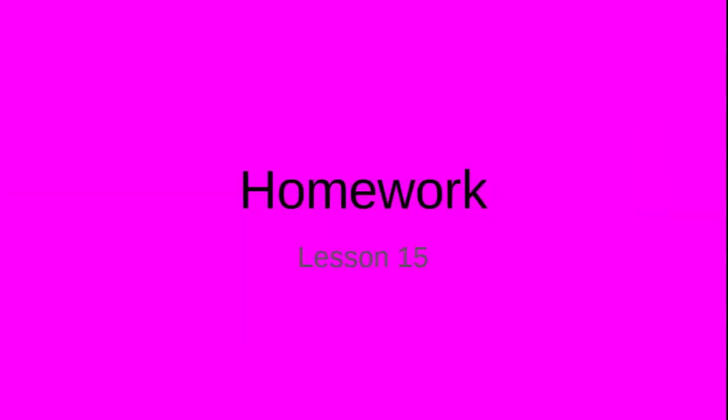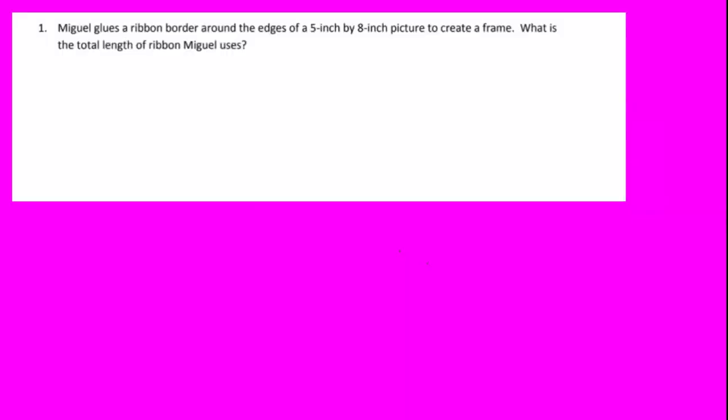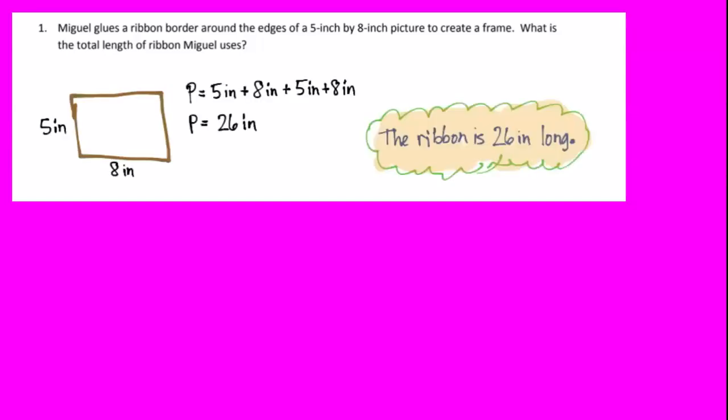Homework. Again, you can pause this, try the homework on your own, then restart the video at the homework section and check your work. Miguel glues a ribbon border around the edge of a 5-inch by 8-inch picture to create a frame. What is the total length of ribbon Miguel uses? Draw your picture. 5 by 8, 5 plus 8 plus 5 plus 8 would equal 26 inches. The ribbon is 26 inches long.